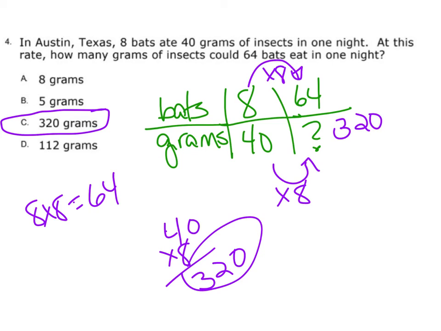feed 64 bats. So make sure you understand ratios, understand this, and make sure you're using ratio tables to see the relationship and are able to answer the question correctly.